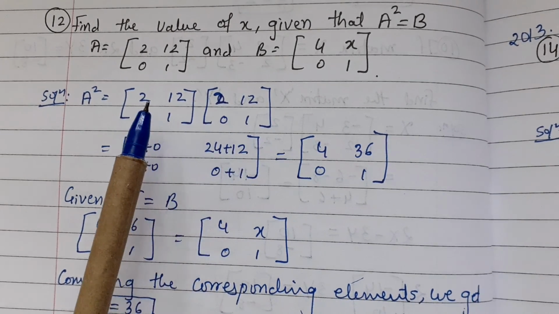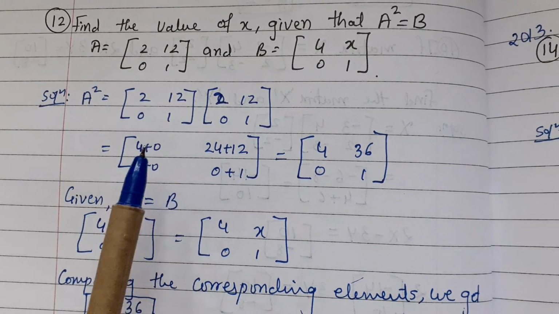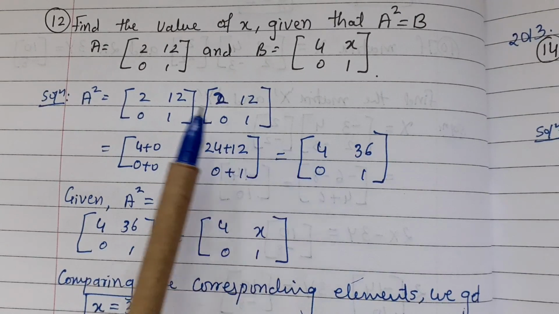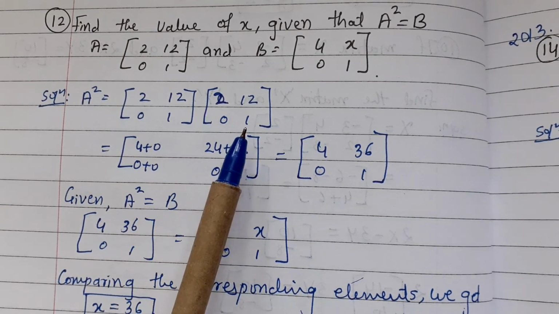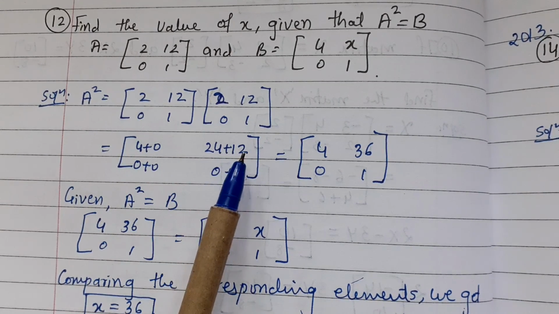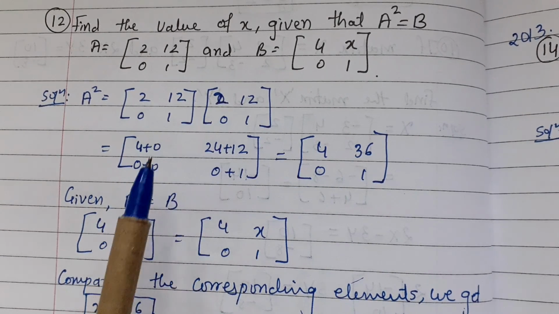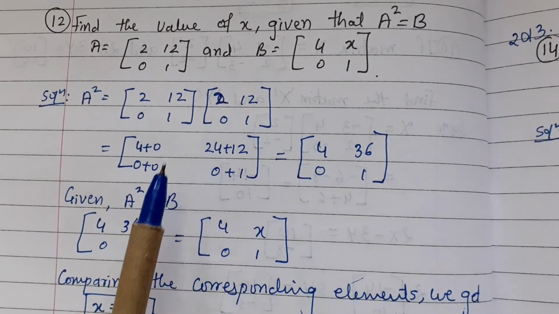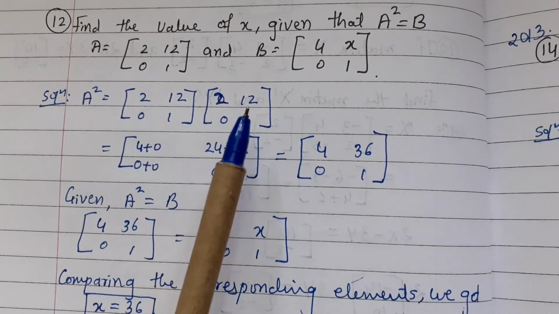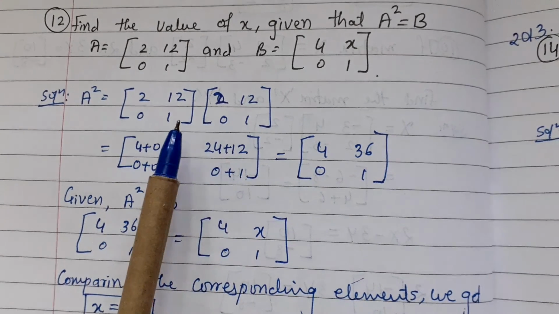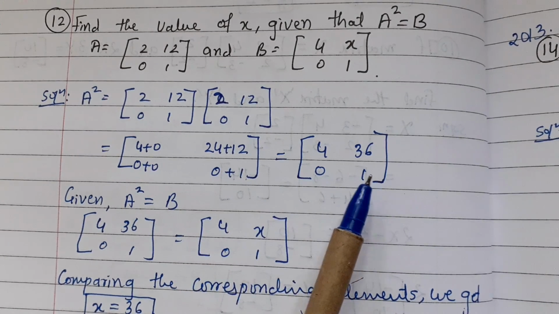We'll do the multiplication. 2 2s are 4, 12 into 0, 0. 4 plus 0, 4. 2 into 12, 24 plus 12 into 1, 12. 24 plus 12, 36. 0 into 2, 0. 0, 1 into 0, 0. 0 plus 0, 0. 0 into 12, 0. 1 into 1, 1. 0 plus 1, 1.